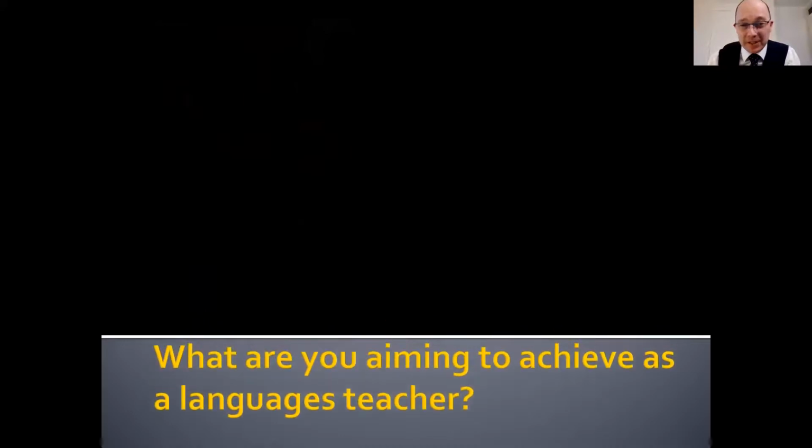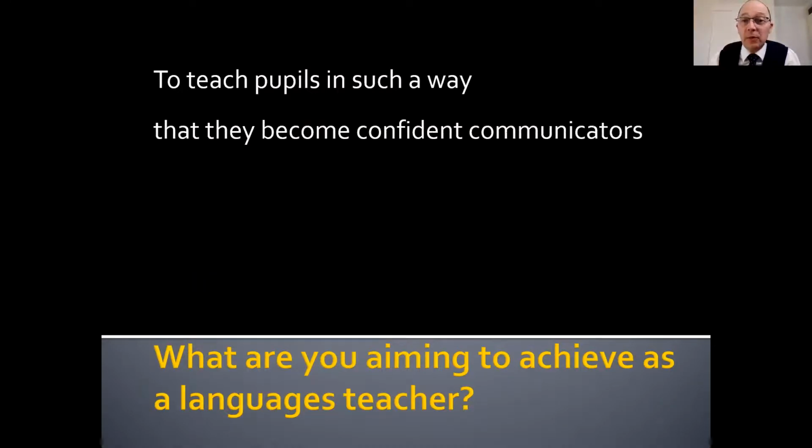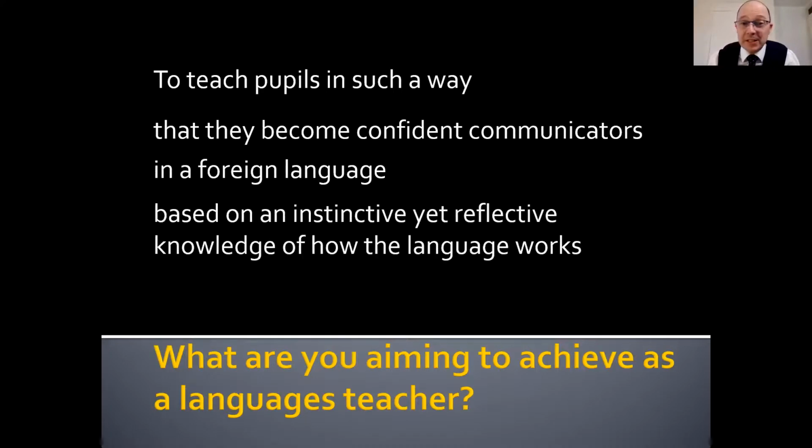So that's where we started. What are you aiming to achieve as a languages teacher? And the aim that I explained to you, my own aim, is this: to teach pupils in such a way, so the manner of the teaching is important, that they become confident communicators in a foreign language based on an instinctive yet reflective knowledge of how the language works. Building up this instinctiveness, but also bringing up the reflectiveness. They're not parroting language. They're thinking about it. They know which bits to change. They know how to change them. That's what I'm trying to do.